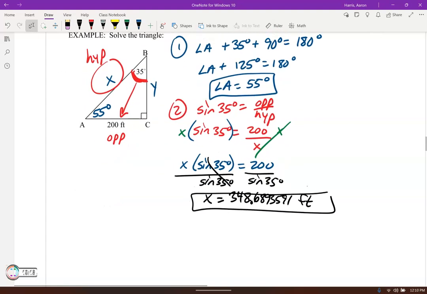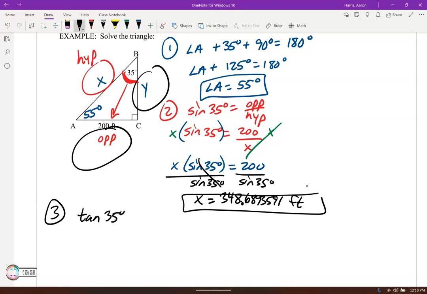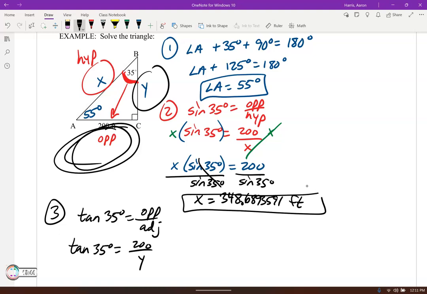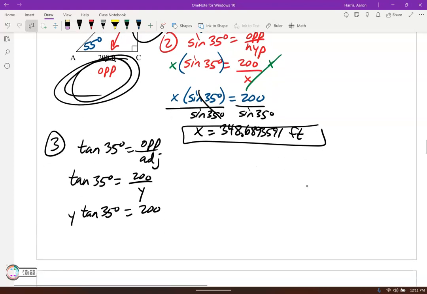Now let's do the other side, the y value. Well, if I use the same 35 degrees, then I could go adjacent. I want the adjacent side. I already have the opposite side. Who's opposite over adjacent? Hopefully you say tangent's opposite over adjacent. So again, opposite's 200. That's the 200. The adjacent side is what we don't know. And then multiply both sides by y. Divide both sides by the tangent of 35.